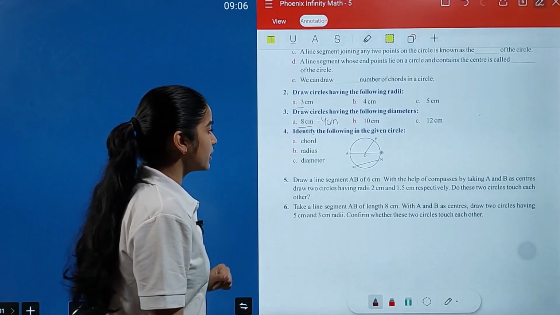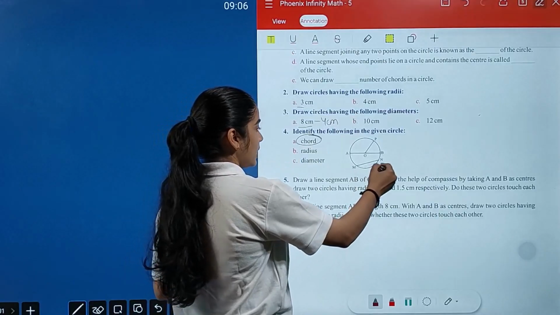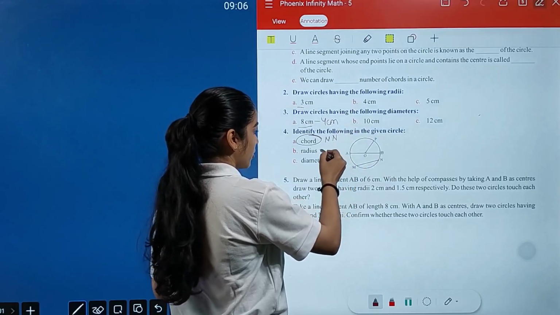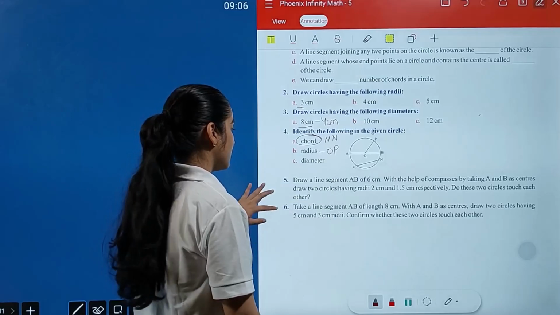Identify the following in the given circle. So first we have to find a chord. So MN is your chord and AB is also your chord. Radius OP and diameter you have to write.